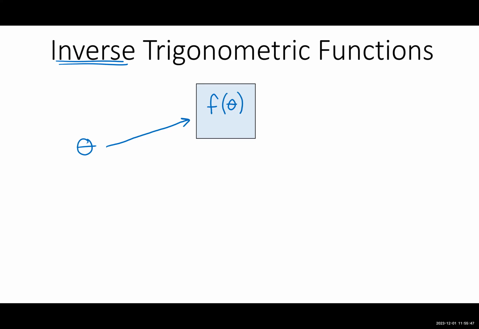And what comes out is something to do with the terminal point. Again, I'm sticking with the unit circle definition. So output is something that has to do with the terminal point on the unit circle. If it's the sine function, then the output is the y value of the terminal point. If it's the cosine function, then the output is the x value of the terminal point, and so on.